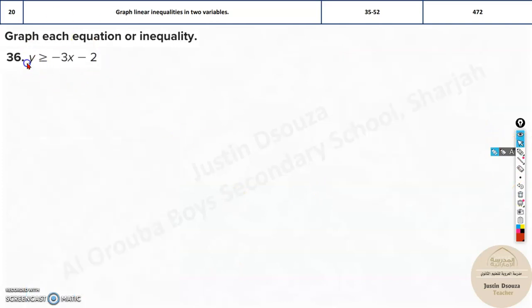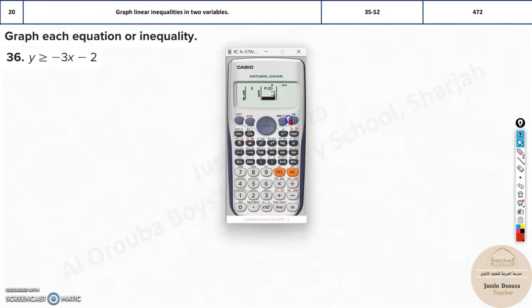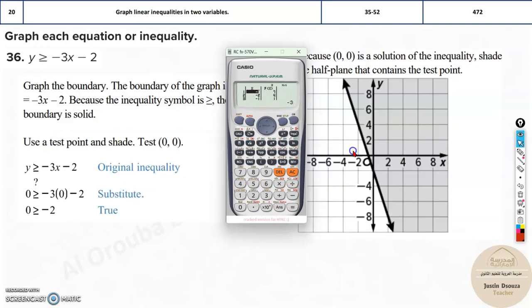Now over here, this is already in slope intercept form. Just make the table again using the calculator. Mode 7, and type minus 3 alpha x minus 2, and let's give the starting value of minus 3 and ending at 4. Step is 1. You got the table. See, the table is there.